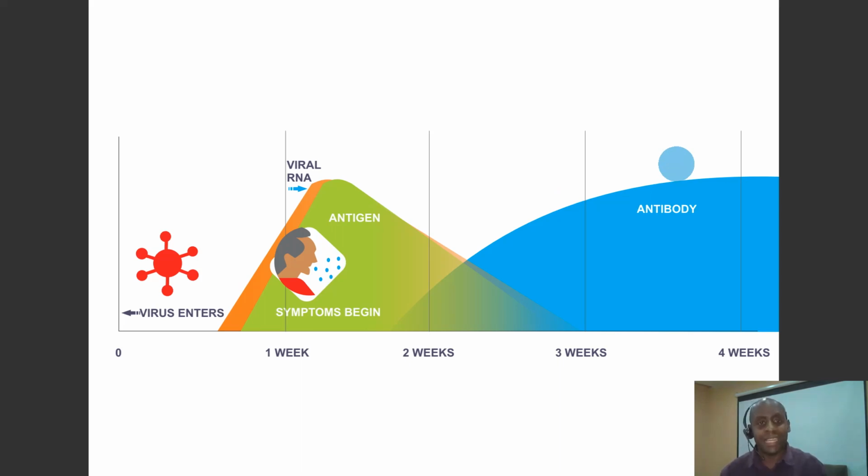So even if you've had the infection in the past, you've done your antibody test, it's IgG, it's not time to be complacent. Make sure you continue to practice social distancing, continue to sanitize, continue to wear your mask.